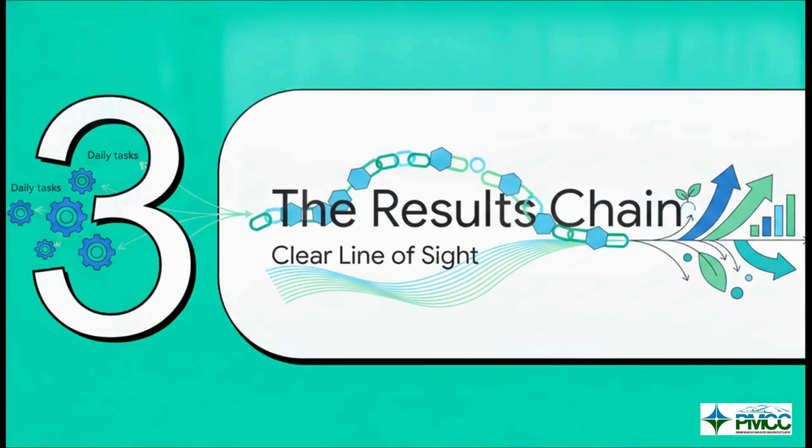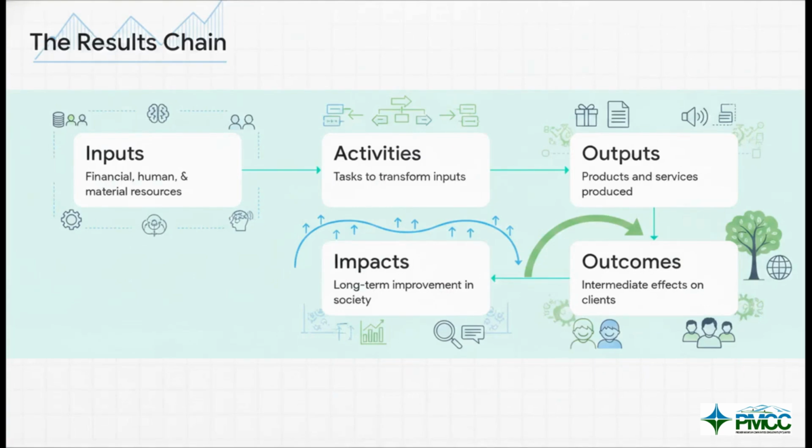Section 3, the results chain, creating a clear line of sight. So how do we actually link those daily, boots-on-the-ground tasks directly to long-term impact? Well, we use a clear narrative framework that moves through 5 specific stages. Step 1 is inputs. These are your financial, human, and material resources. Step 2 brings us to activities, the actual tasks your team does to transform those inputs. Then Step 3 is outputs, the tangible products or services you produce.